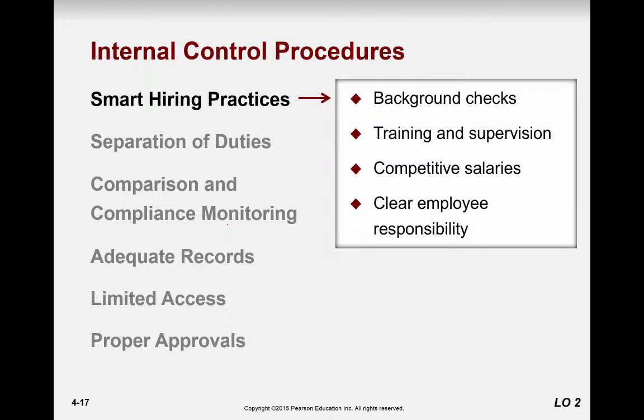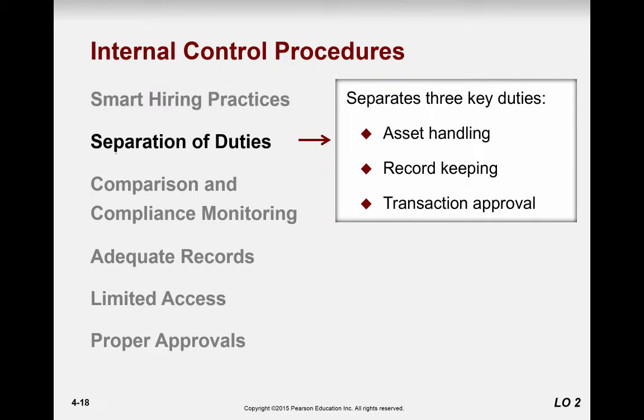So some internal controls that you can do is basically when you're hiring people, maybe do background checks, maybe check references of the person that you're hiring, train them properly, give competitive salaries so you're hiring the best of the best, have clear job descriptions so employees know exactly what they need to do. The most common and most used internal control procedure is segregation of duties.